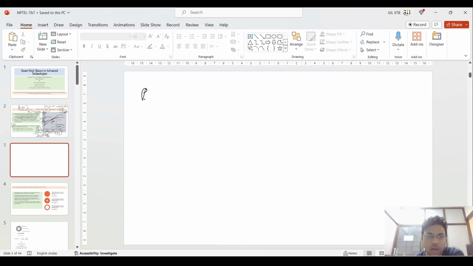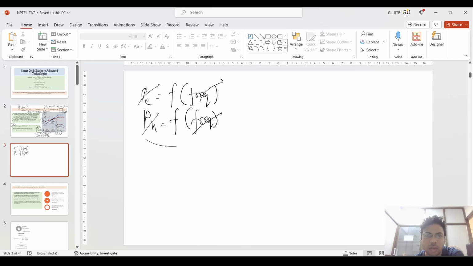Eddy current losses are a function of frequency, and hysteresis loss is also a function of frequency. So if the frequency increases, eddy current losses and hysteresis losses also increase.